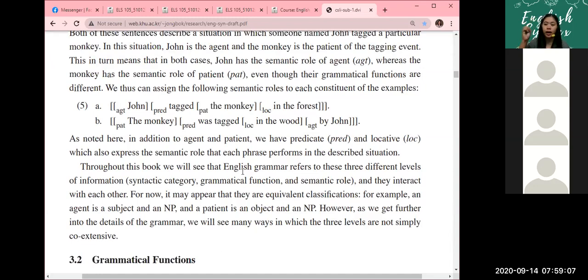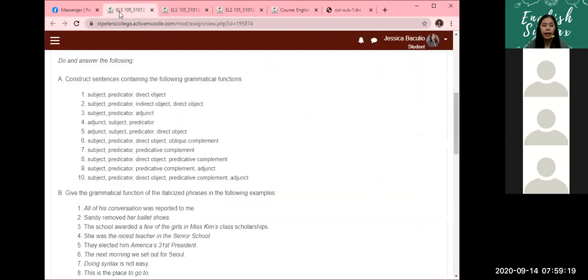Okay, so please do not be confused about which one you should apply, the grammatical function or the semantic role, because it will be indicated, especially in an activity, what you are specifically going to do. Like for example, in assignment 5, construct sentences containing the following grammatical function. So for grammatical function, you're just going to focus on making sentences out of the given grammatical function. For example, subject, predicator, direct object. For example, Lisa ate the apple. Just like that. Simple as that. That is an example sentence of number 1.